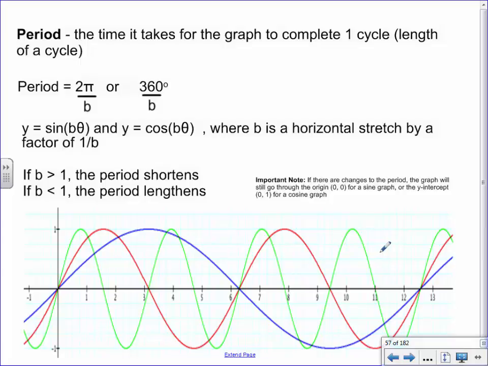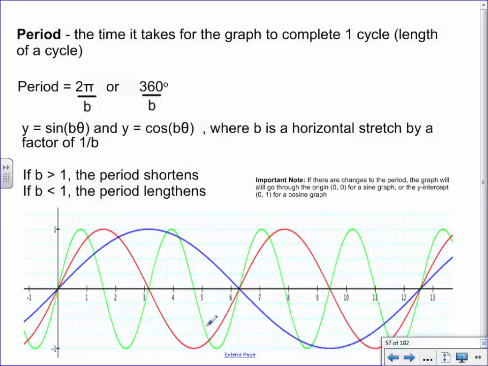Okay, period then is how far it is stretched side by side. Now, the normal period of a graph would be 360, or 2 pi. But if you stretch it out or in, that could affect things. So the basic concept is you want to take 2 pi or 360 and divide by whatever your b value is. So let's say that you don't have any number in front of it there, and it's just 1. Well, then 2 pi divided by 1 is 2 pi. Your period's 2 pi. For us, that would be this red graph.